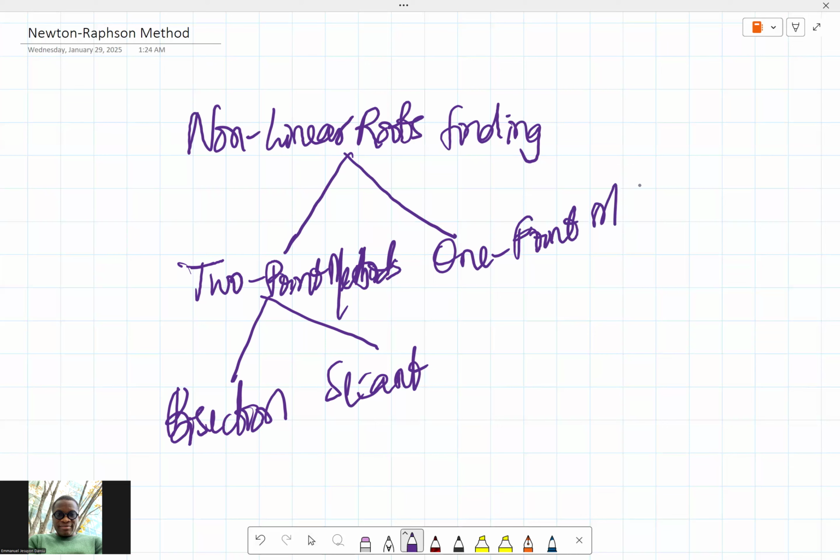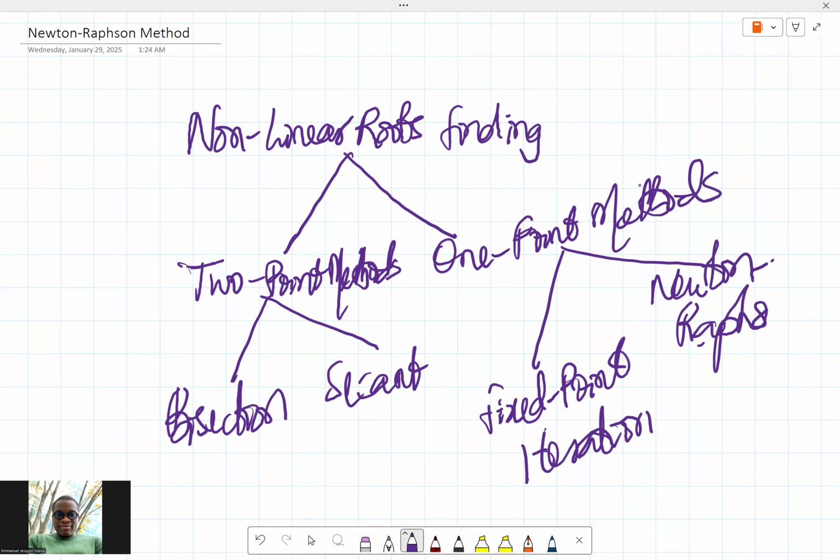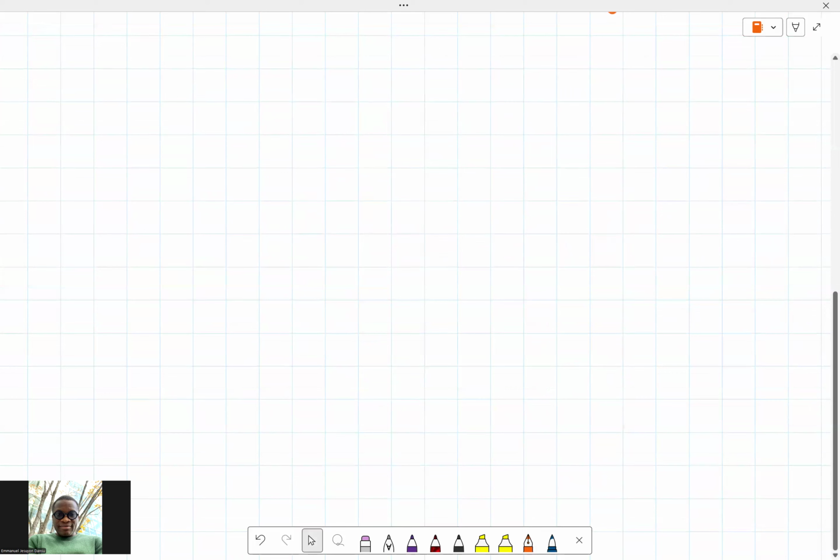We also have 1-point methods, like fixed point iteration, and another 1-point method, Newton-Raphson. They are 1-point methods because they require only an initial guess for us to find the roots. So far we have dealt with bisection, secant, and fixed point iteration. Now we are looking to deal with Newton-Raphson, so let's see how it compares with the other methods.